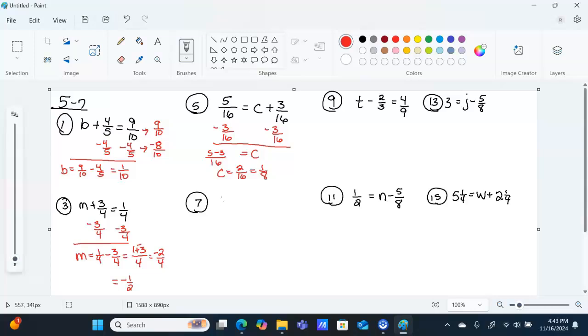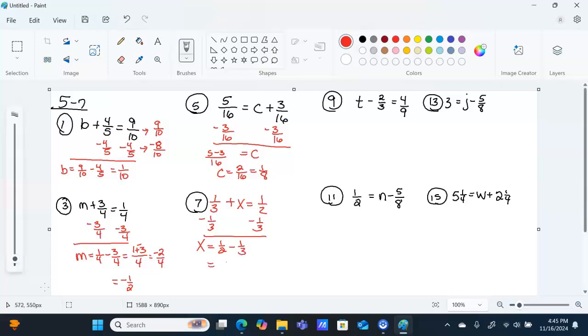Number 7 says Gerald's goal is to be half finished with his book he is reading by Friday. By Wednesday, he has read 1/3 of the book. How much more does he need to read to meet his goal? So he's already done 1/3. How much more does he need to do to get it to equal 1/2 of the book? So I'm going to subtract 1/3 from both sides. So we get x equals 1/2 minus 1/3.